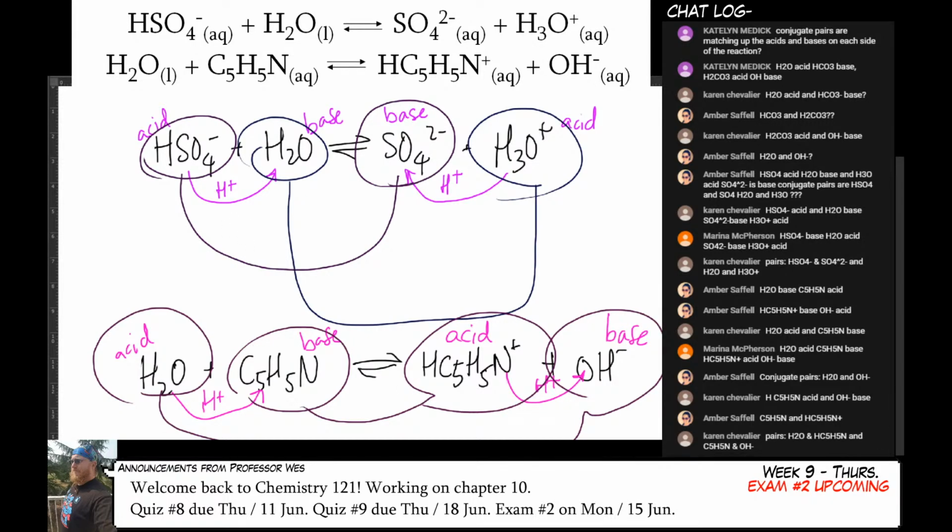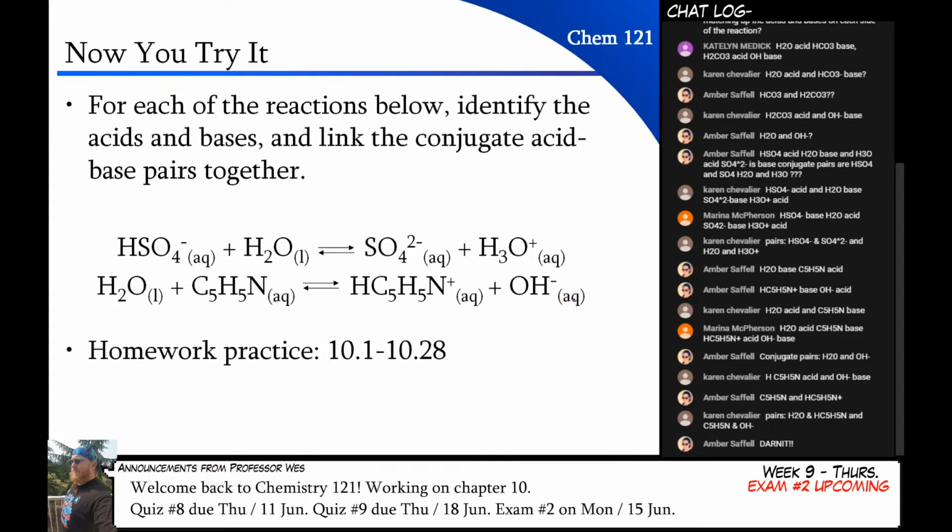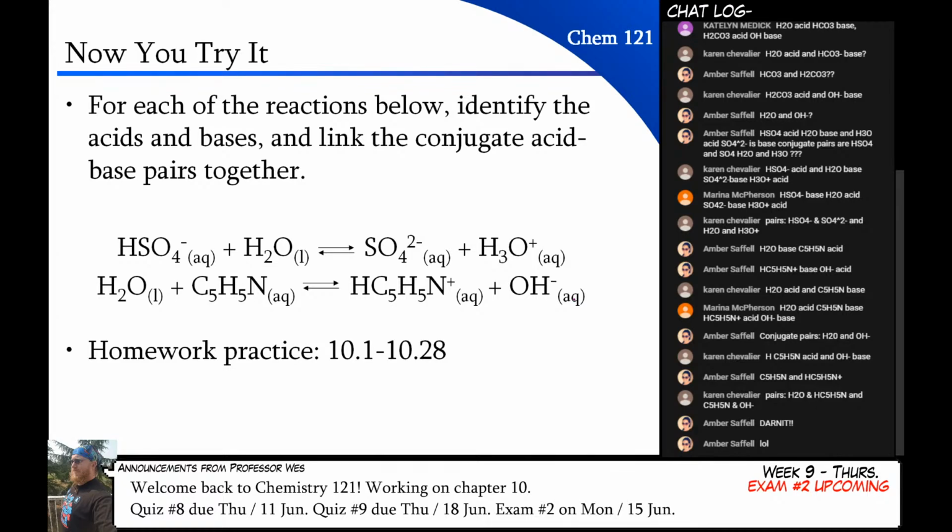All right, so that's your objective, is to identify the acid and the base in a reaction, and then link the conjugate pairs together. Oh, and there's the homework practice, 1 through 28.